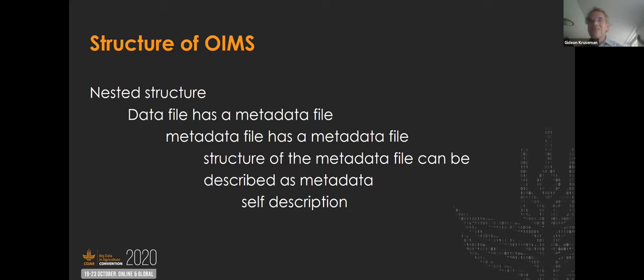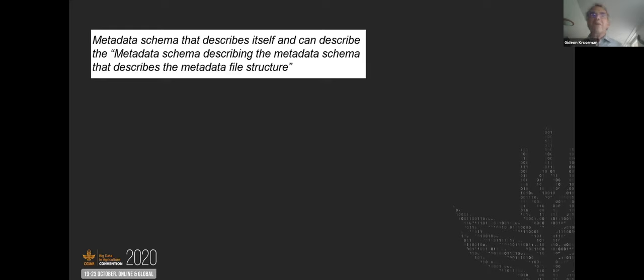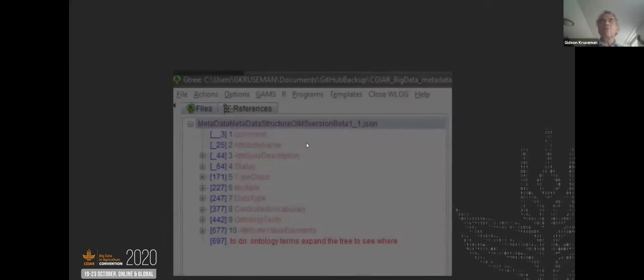And so in the end, after a few of these steps, actually these four steps, you get to a situation that you have a metadata schema that basically describes itself, and therefore can also describe the metadata schema describing the metadata schema that describes the metadata file structure, which means that you now have something which you can use to describe anything. And that is the basic structure of what we do in OIMS.